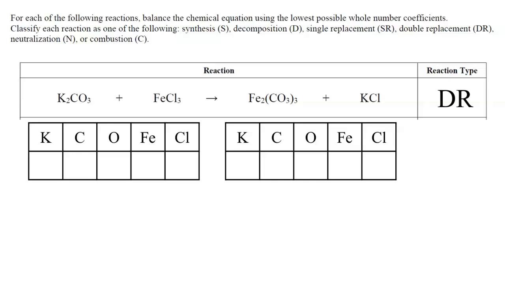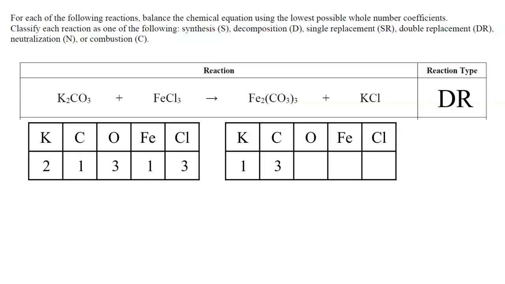So on the left side of the equation, I see 2 potassiums, 1 carbon, 3 oxygens, 1 iron, and 3 chlorines. And on the right side of the equation, I see 1 potassium. Now, there's actually 3 carbons because there's 1 carbon inside parentheses. The CO₃ is inside parentheses, and there's a 3 on the outside. So that makes 3 carbons.